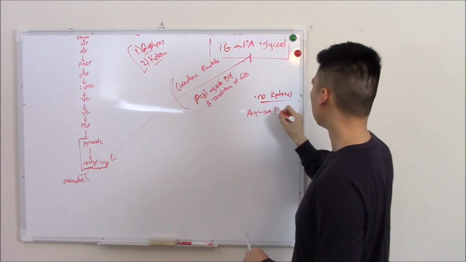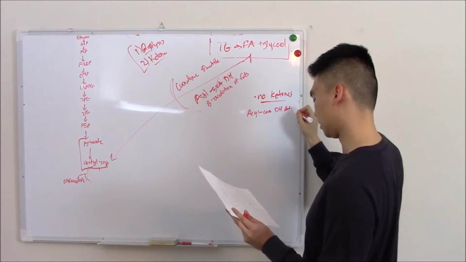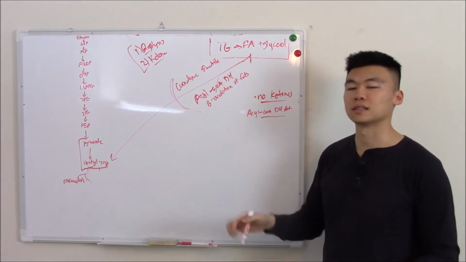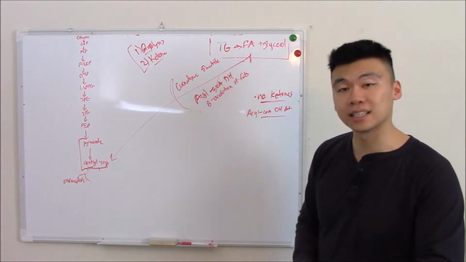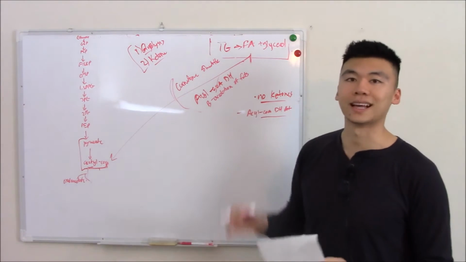Acetyl-CoA dehydrogenase deficiency. That's it. Don't think twice. It's that simple. No ketones, in someone that should have ketones, someone that hasn't been eating in a while, deficient in that enzyme. Done.